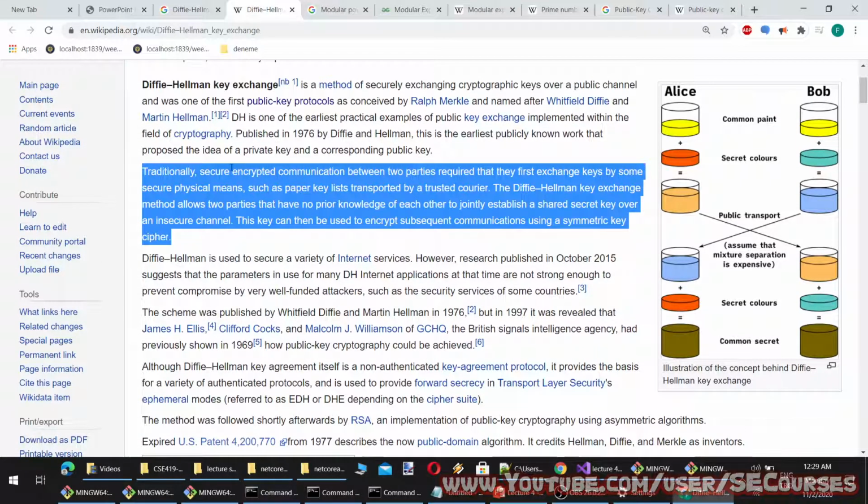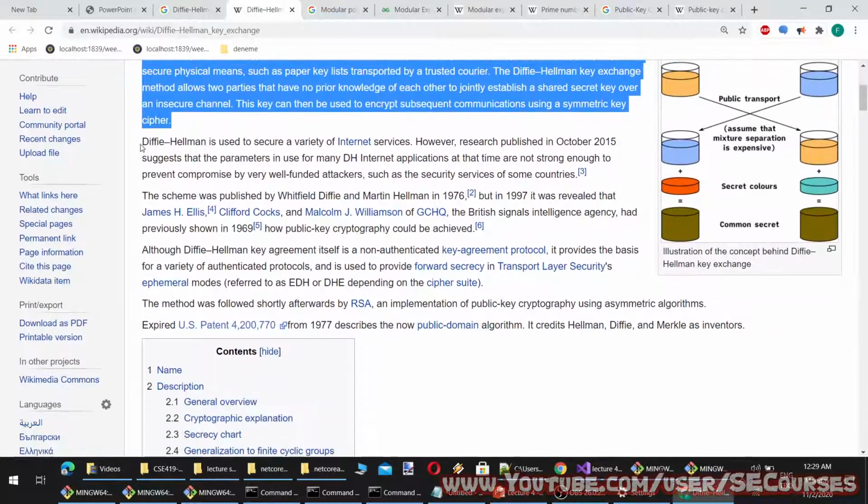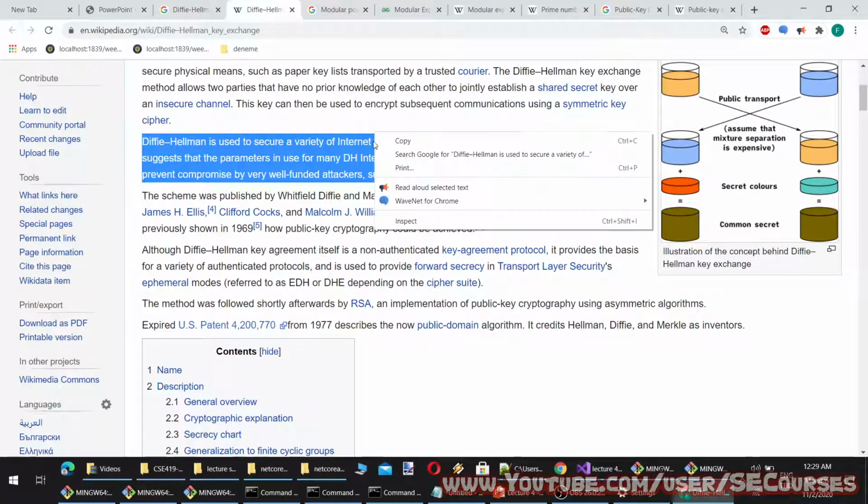Okay, so the idea here is basically exchanging public keys without knowing each other priorly, and then establishing a shared secret key over an insecure channel and then encrypting the subsequent data exchange. So how is it done? Let's continue.